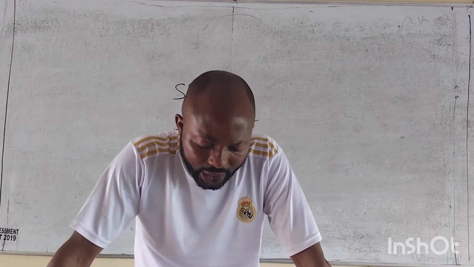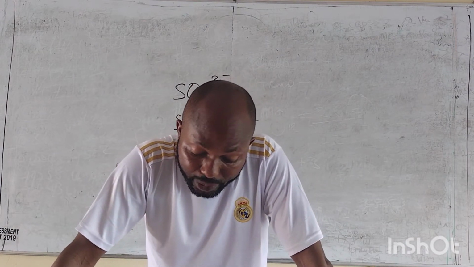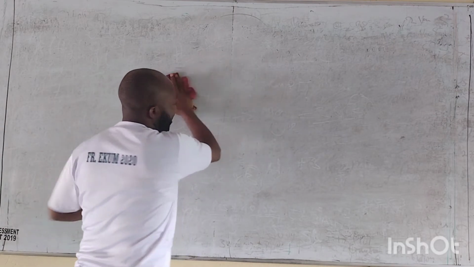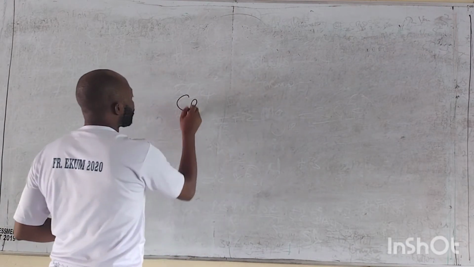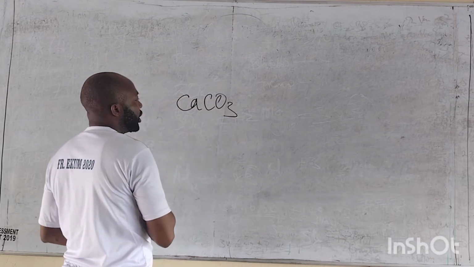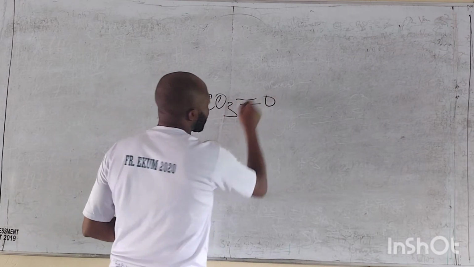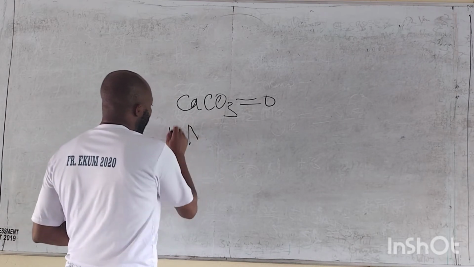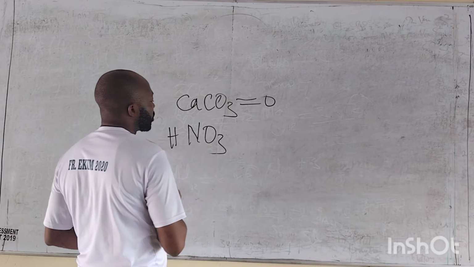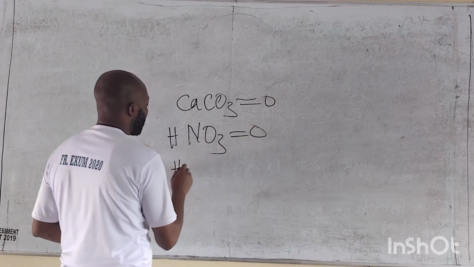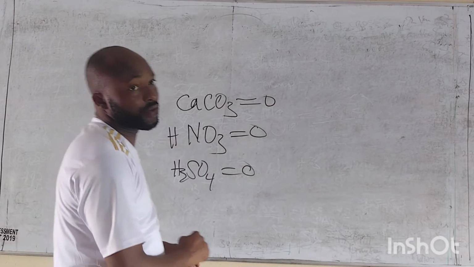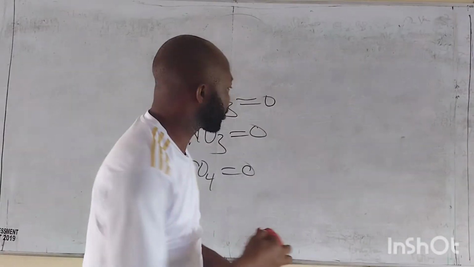The last one: the algebraic sum of the oxidation numbers of all the atoms in a neutral compound is 0. A neutral compound means a compound that does not have charge in it. So if I have calcium trioxocarbonate 4 in its neutral state, this is equal to 0 to begin with. If I have HNO3 in its neutral form, it is equal to 0. H2SO4 is equal to 0, and so on and so forth. So these are the rules. Get yourself used to them.